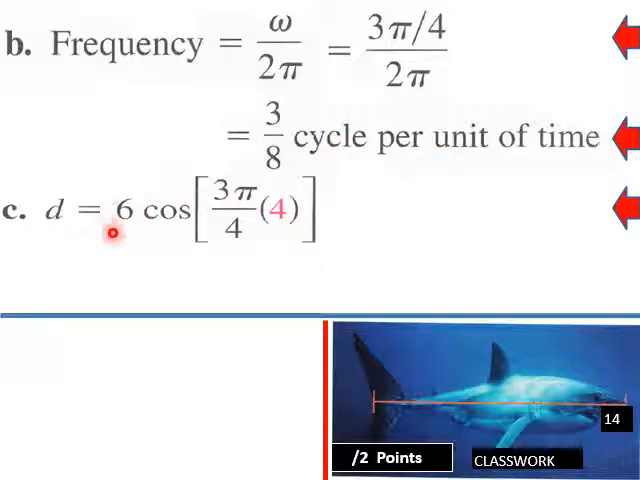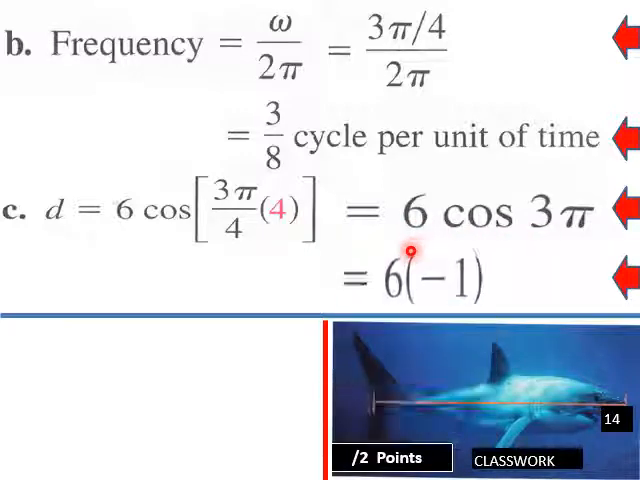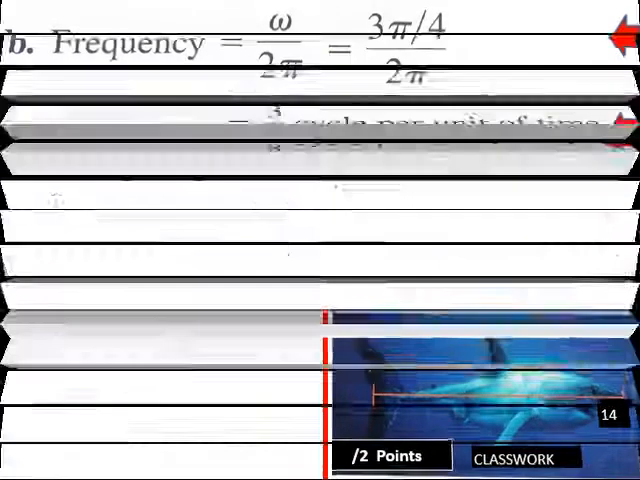And then c would be d equals 6 cosine of 3 pi over 4 multiplied by 4, which would come out to 6 cosine 3 pi, which would equal 6 times negative 1, since cosine 3 pi is negative 1. So d would equal negative 6.